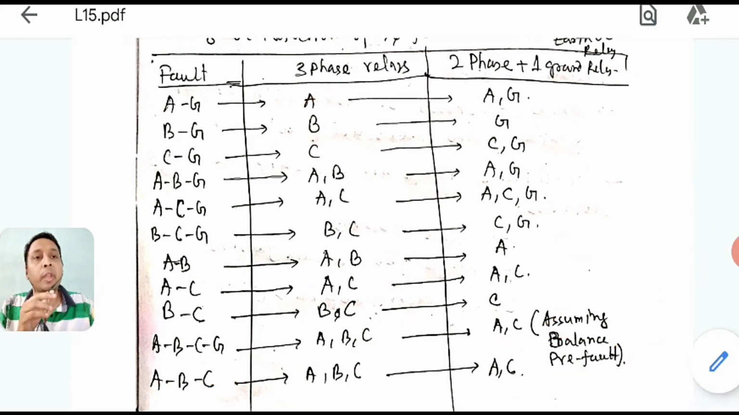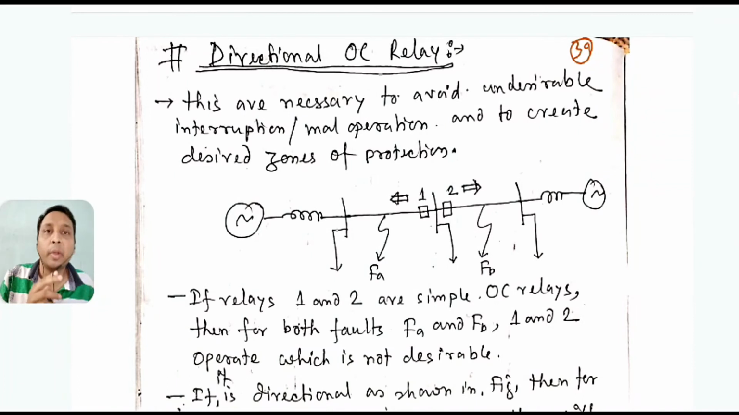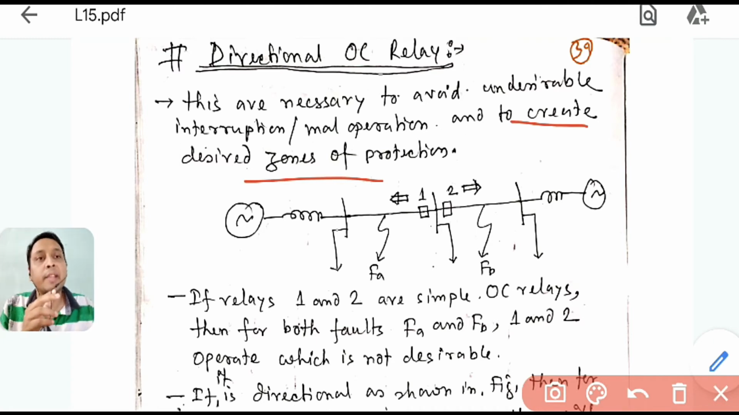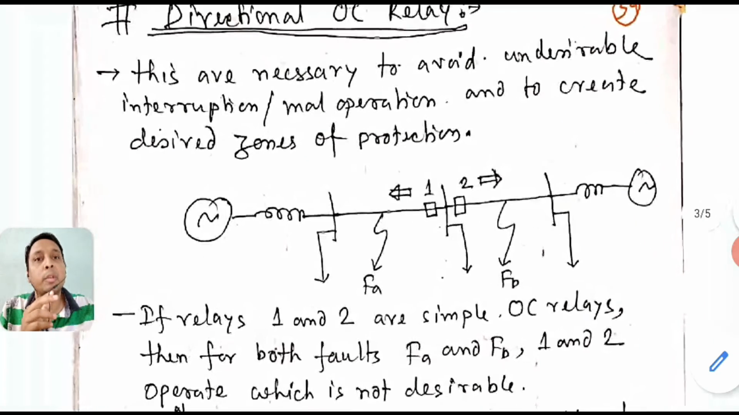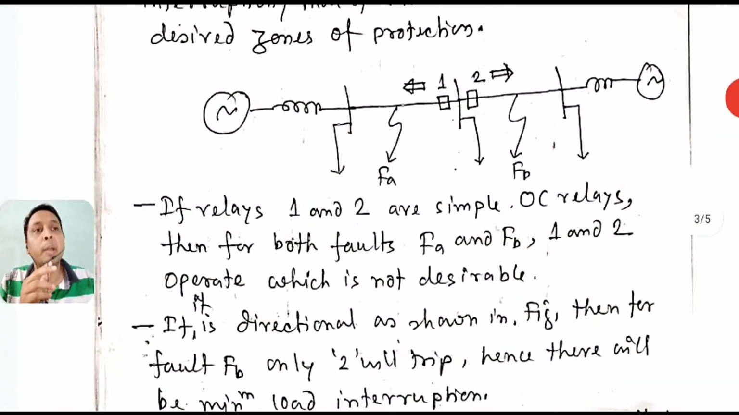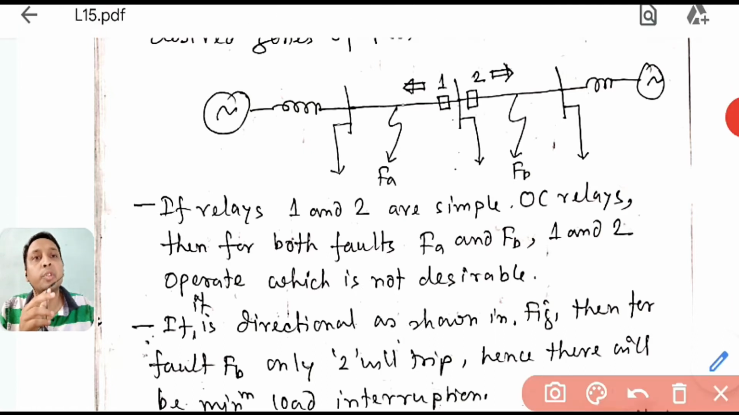So next, if you can move now, directional overcurrent relay. This is required to avoid undesirable interruption or maloperation, to create a zone of protection. We want to create a zone of protection. Suppose I have taken an example here. Let me zoom it. Suppose I have taken an example here, which is doubly fed, that is fed from both sides. It is fed from this side also, it is fed from this side, two generators, and there are loads in between.